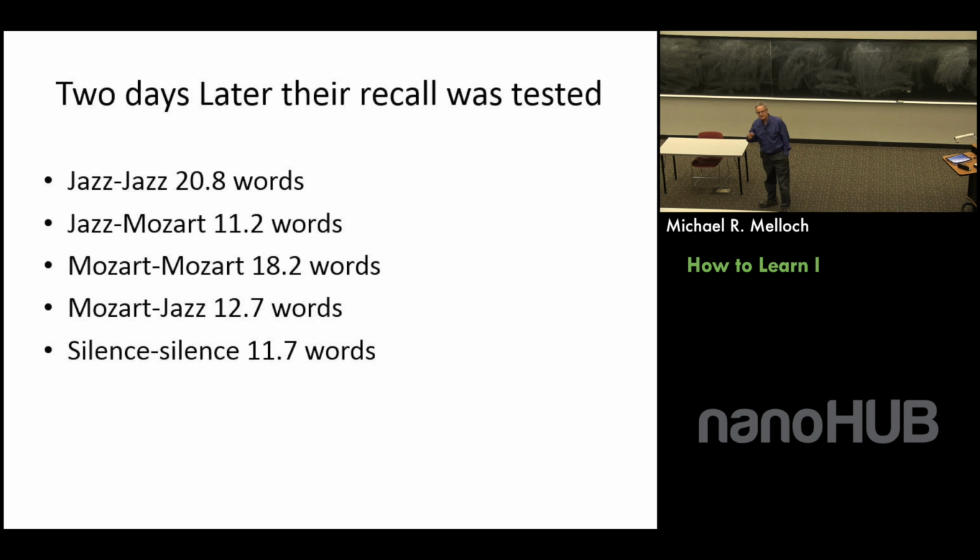Half of the jazz group they tested with the jazz music playing in the background. That group recalled almost 21 words. The other half of the jazz group, they played Mozart in the background. They only were able to recall about 11 words. The Mozart study group listening to Mozart during the test got a little over 18. The Mozart group listening to jazz got almost 13. Again, a lot less. So there were cues from having that same music playing that helped them retrieve those words. And interestingly, the silence group was down at the bottom, like the Mozart-jazz or jazz-Mozart groups. That's probably because in the silence there were no additional cues to help them recall the words.